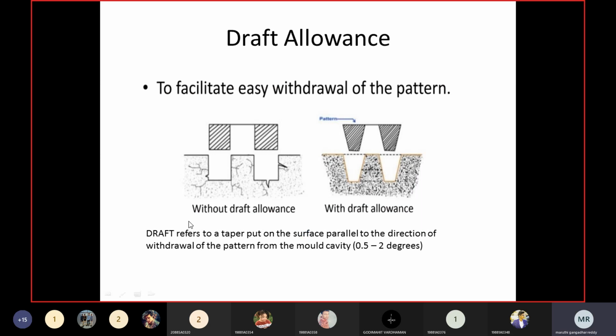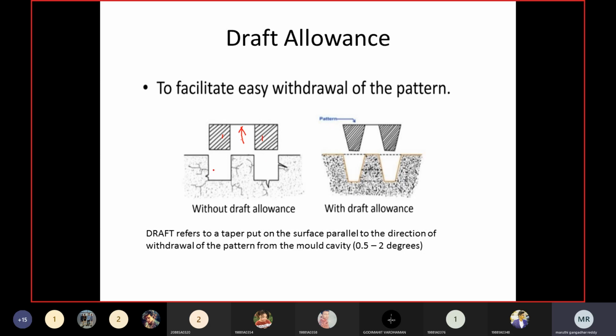And next one, what is called a draft or taper allowance. Observe these two figures over here. Suppose this is a pattern. Here you can observe this is a pattern and this is also a pattern. While lifting the pattern upwards, what will happen? Here you can observe while lifting the pattern upwards.